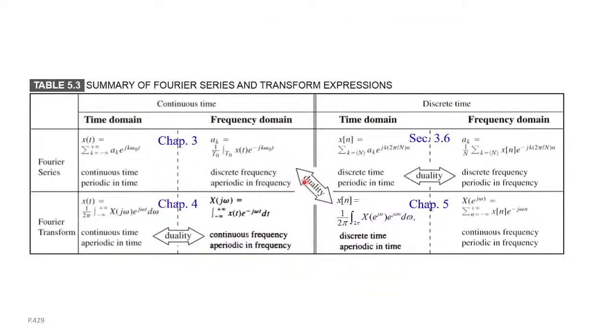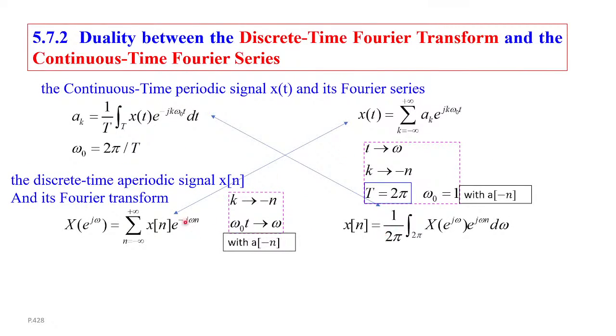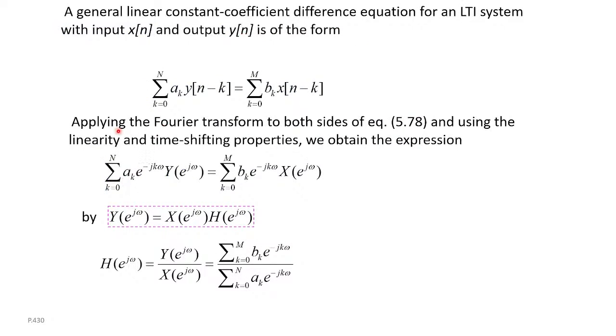And also there is another pair of duality that's between the continuous time Fourier series and the discrete time Fourier transform. So you switch this x of n to this a_k, and this big X of j omega, which is periodic, to x of t, which is also periodic. And you can look at this and look at the details.